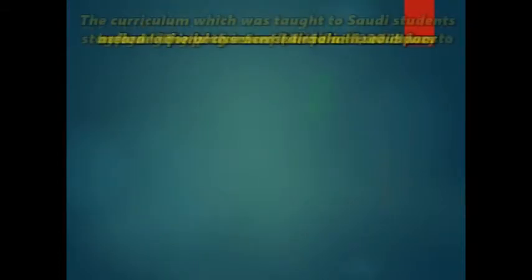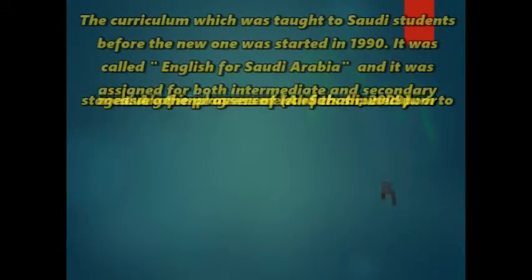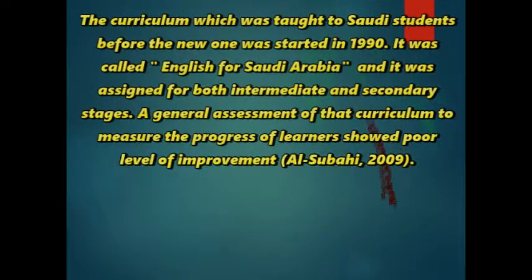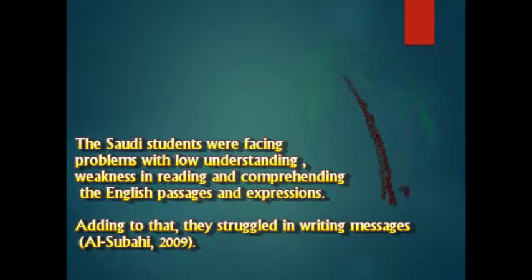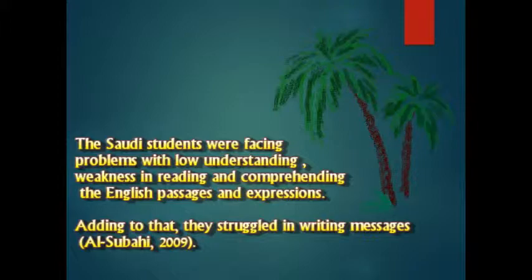The curriculum which was taught to Saudi students before the new one was started in 1990. It was called English for Saudi Arabia, and it was assigned for both intermediate and secondary stages. A general assessment of that curriculum to measure the progress of learners showed a poor level of improvement. The Saudi students were facing problems with low understanding, weakness in reading and comprehending English passages and expressions. In addition, they struggled in writing messages.